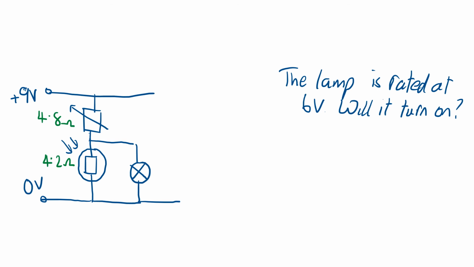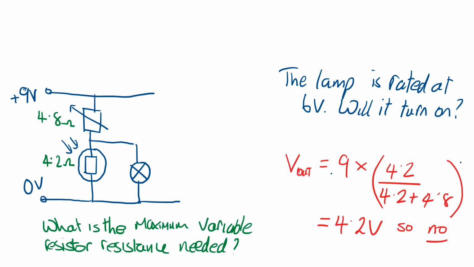So in this circuit we have a potential divider with a variable resistor and an LDR, and we're given the resistances and V in. Will the lamp, which is rated at 6 volts, turn on? Pause the video and have a go at that. So we need to calculate V out, which is the potential difference across the LDR, and will also be the potential difference across the lamp. And we need to see if that value of V out is 6 volts or more. If it is, then the lamp will turn on.